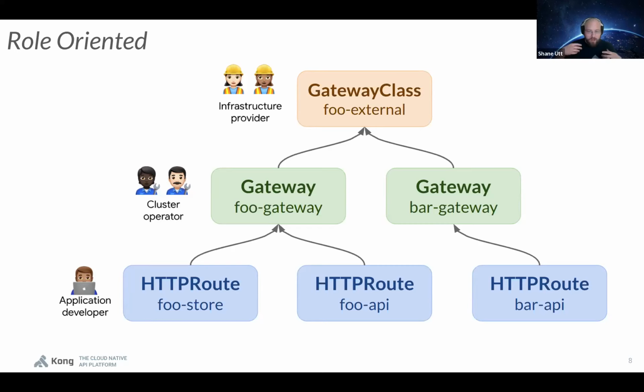It would, in the case of the Kong gateway operator or Kuma and Kong Mesh, create a gateway and manage the configuration and lifecycle of that gateway. That's for the cluster operator. And then ultimately, and this goes back more to what ingress looked like, we have the application developer role, and they just make an HTTP route and point it to one of these gateways. And we'll talk more about this as we go.